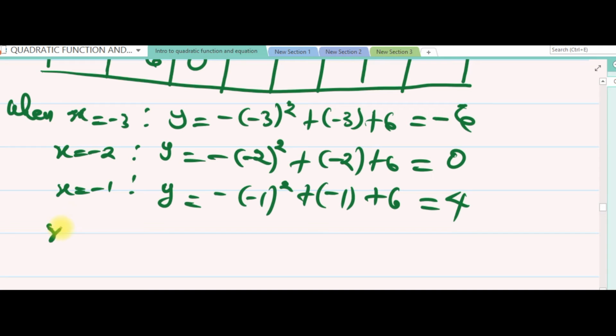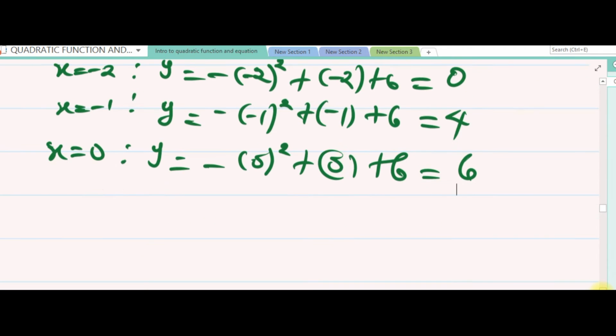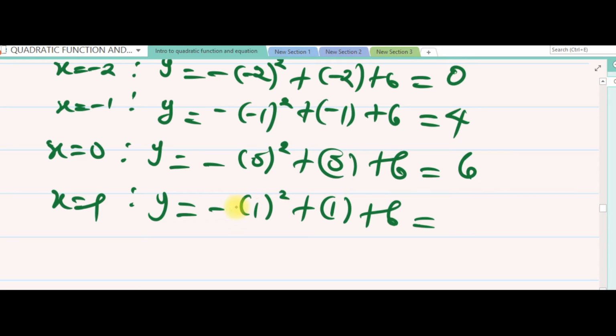Let's finish up. When x is 0, y is minus 0 squared plus 0 plus 6. This should be 6. When x is 1, y is minus 1 squared plus 1 plus 6. So minus 1 plus 1, so we have 6 again.